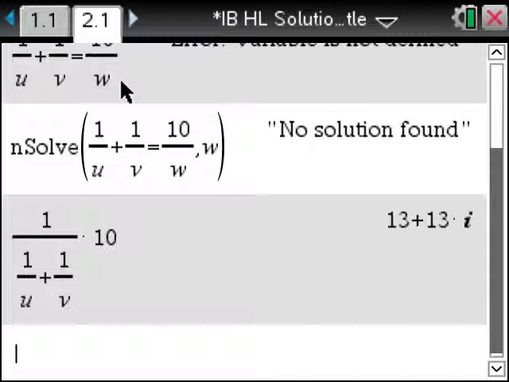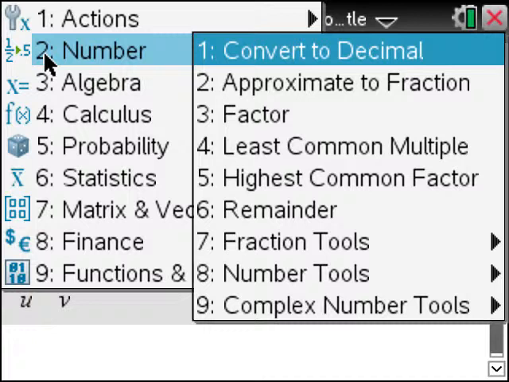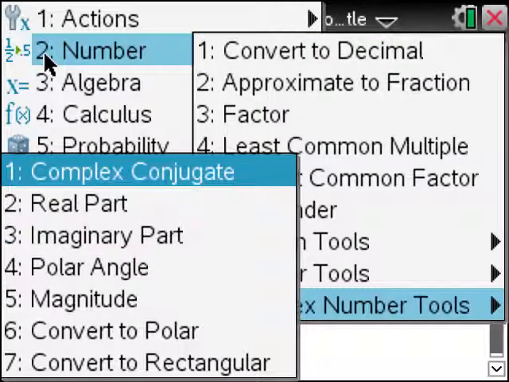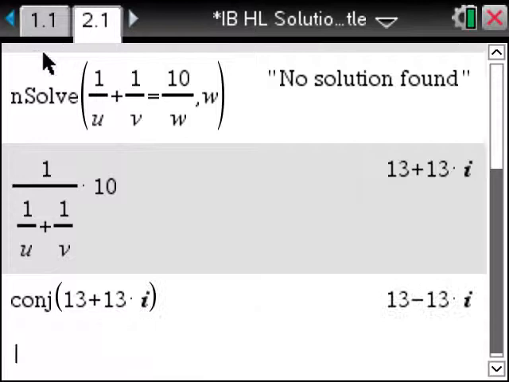Now we're being asked to work out the complex conjugate of w. If you're not too sure how to do that, we can do menu, we can go to the number tools, we can go to the complex number tools, and we can choose the first option, complex conjugate, and paste that in, and we get 13 minus 13i.